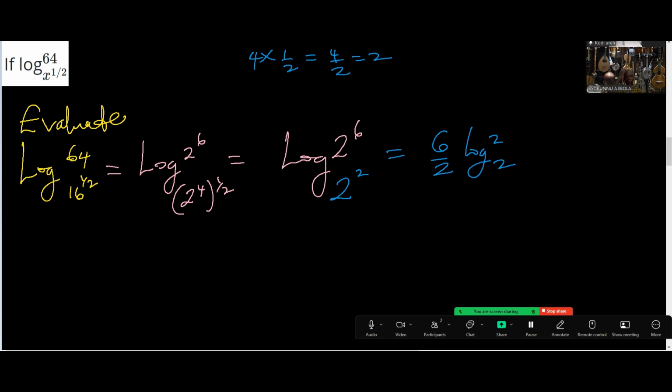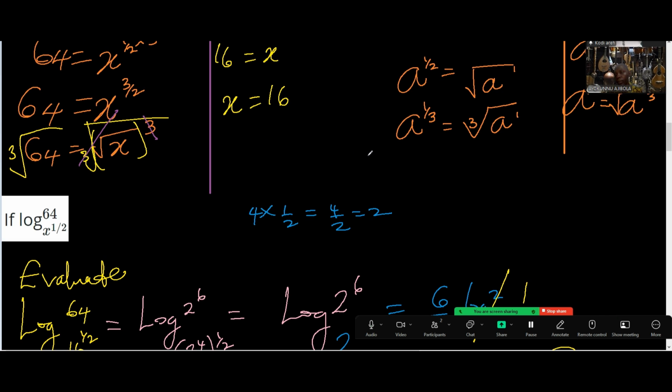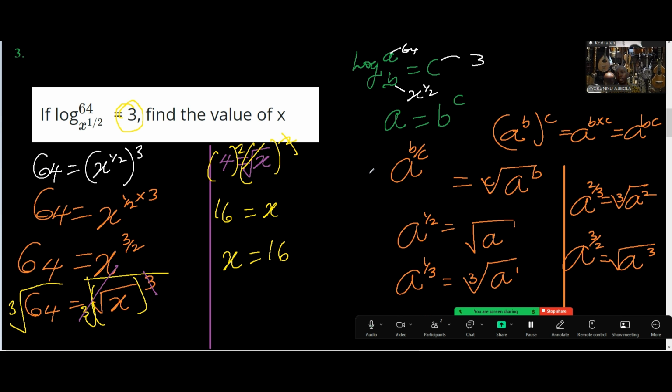And you know that log of the same base is 1, so this is 1. The answer is 6 over 2, which is 3, times 1, which is 3. So that means our 16 is correct because we're able to calculate, and it gave us 3. Is that clear?